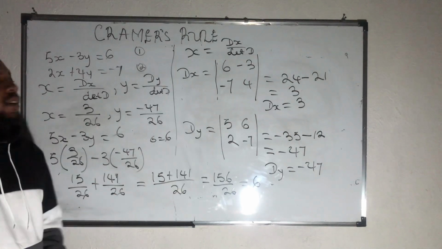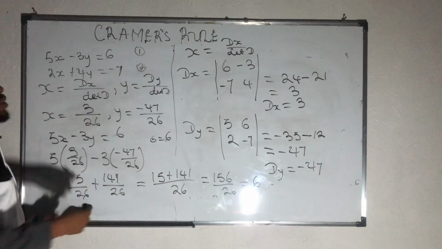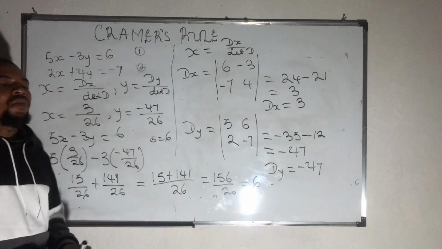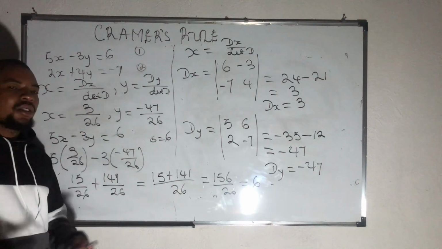So you can try the second equation on your own to check if you will get a negative 7. This is a simple way to solve a system of linear equations using Cramer's rule.